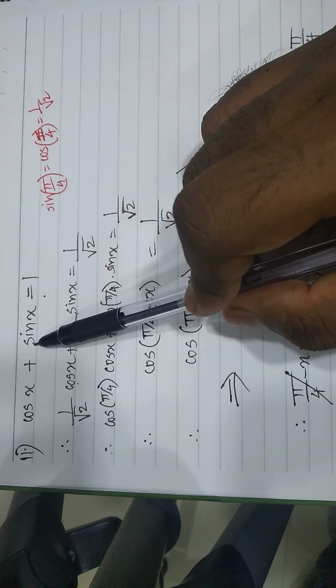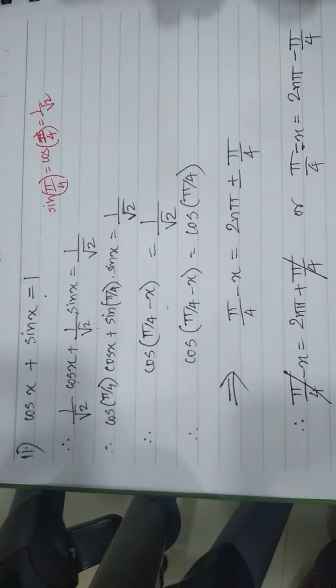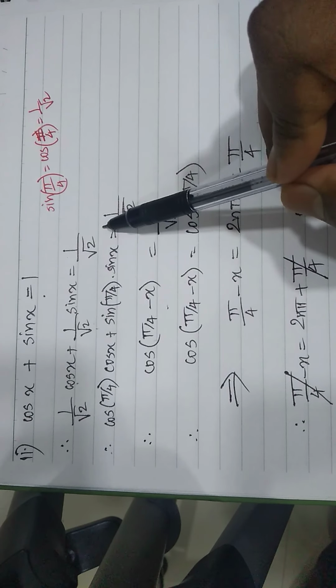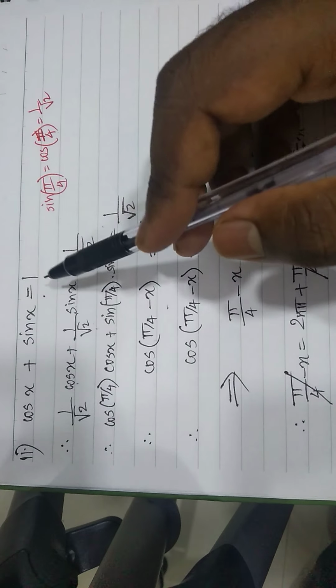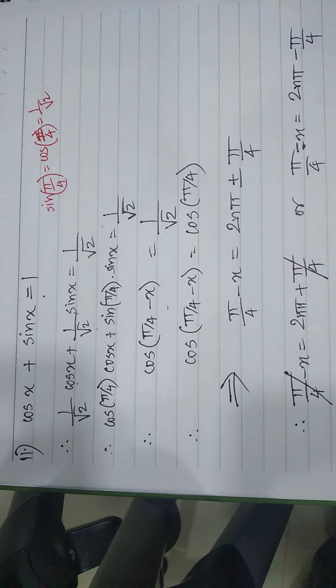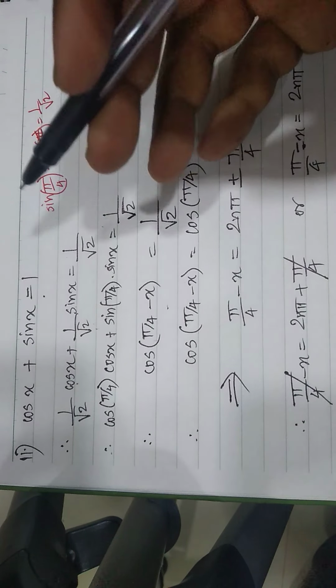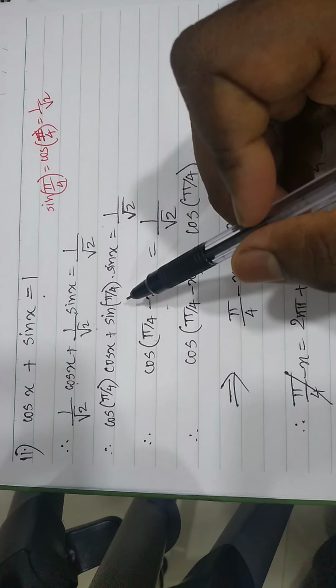Okay, if I push the sin x here, it will become cos x equal to 1 minus sin x. Again, difficult to solve that. So I have multiplied throughout by 1 upon root 2. So this is the hint. When you have a problem like this, you can multiply it by 1 upon root 2, and it's a perfect scapegoat for us to go ahead and get the problem solved.